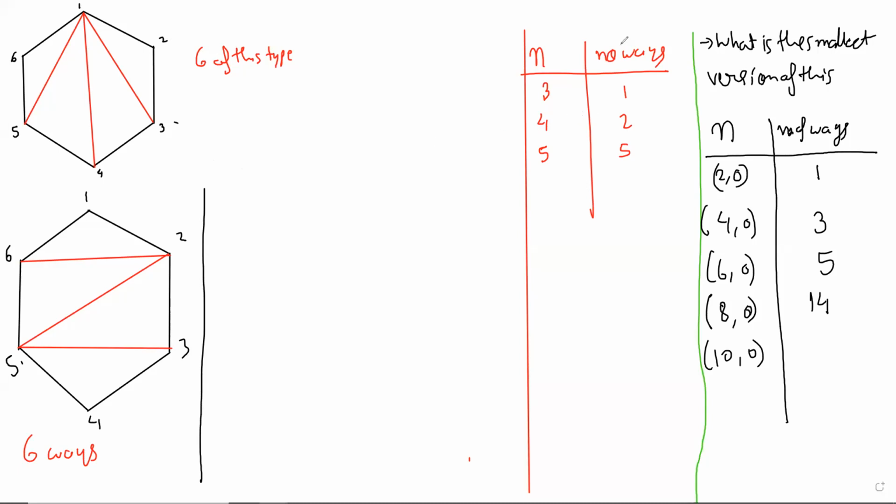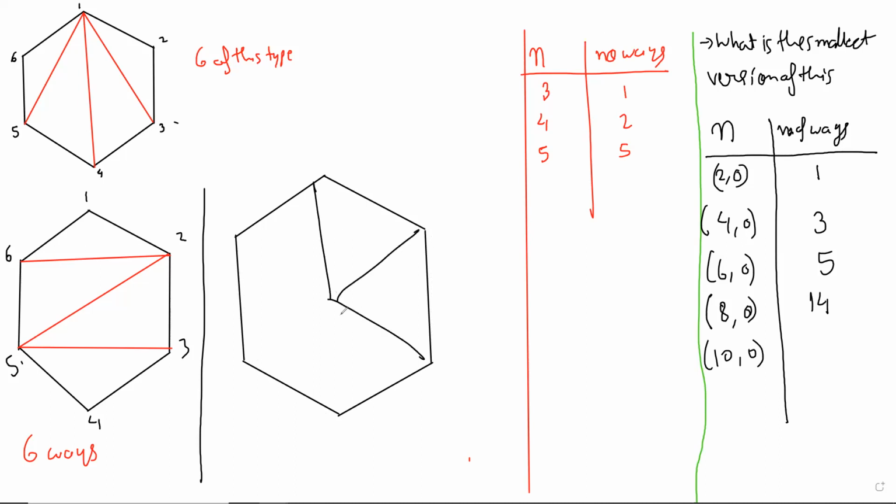Okay, let's think about that. Yeah, 6, no, 6. Oh, no, but that will not be a triangulation. So you see, the vertices of the triangle should be the vertices of the hexagon. Right? If you're thinking about this, this is not allowed because the middle vertex is not. So is there any other type? Let's think about it.